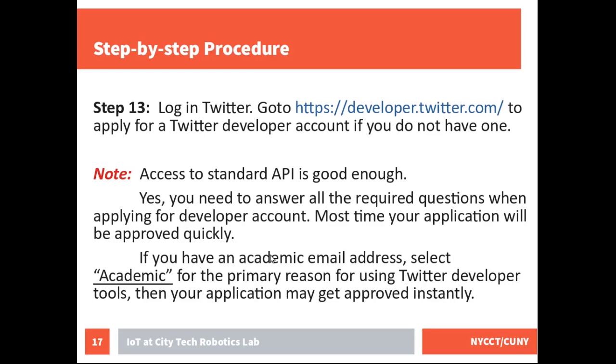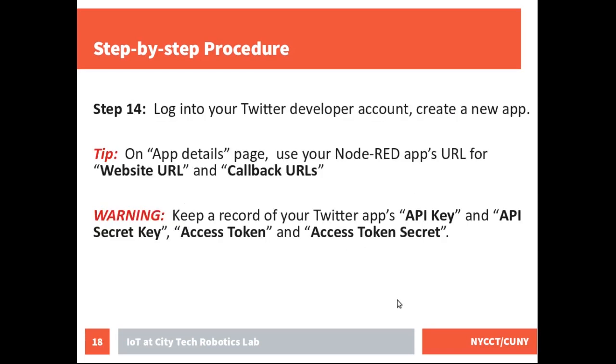If you have an academic email address, select academic for the primary reason for using Twitter developer tools. Then your application may get approved instantly. Step 14. Log into your Twitter developer account. Create a new Twitter app. On the app page, use your Node-RED app's URL for website URL and callback URLs.